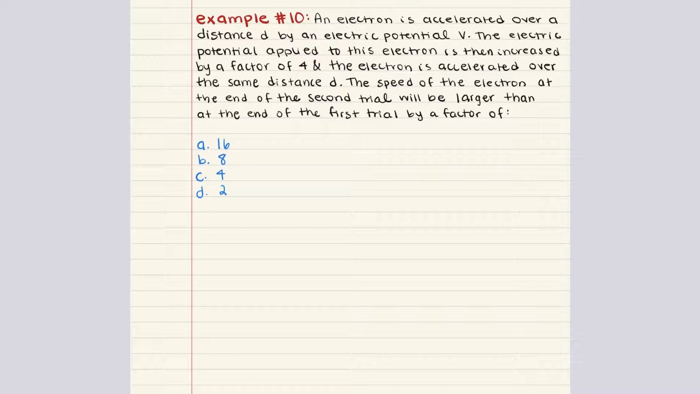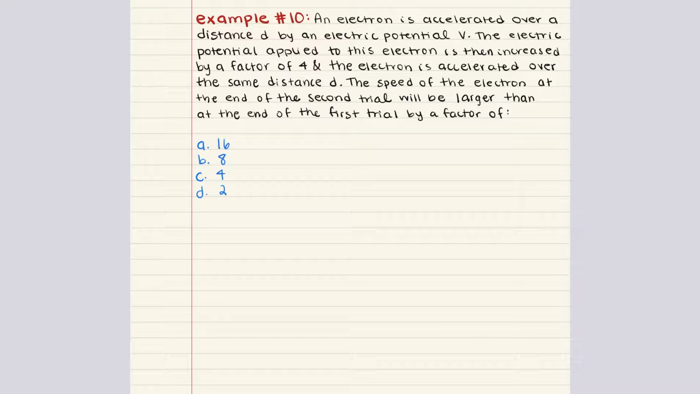Problem 10 says an electron is accelerated over a distance d by an electric potential V. The electric potential applied to this electron is then increased by a factor of 4, and the electron is accelerated over the same distance d. The speed of the electron at the end of the second trial will be larger than at the end of the first trial by a factor of blank.